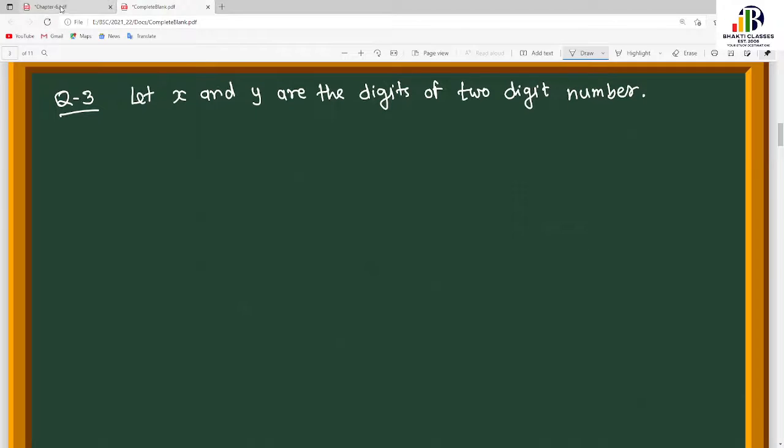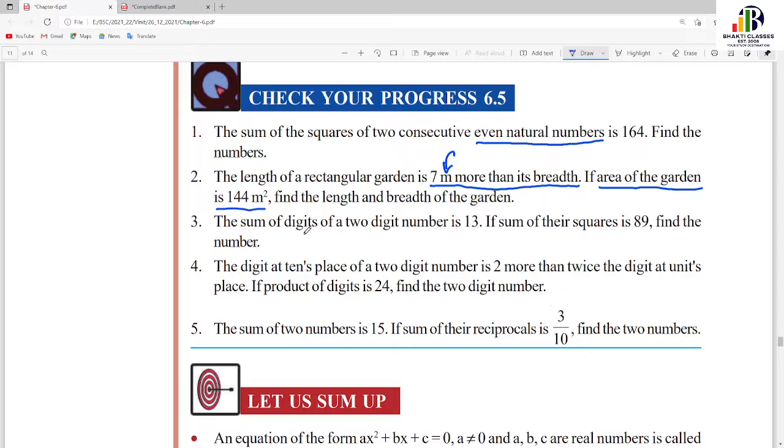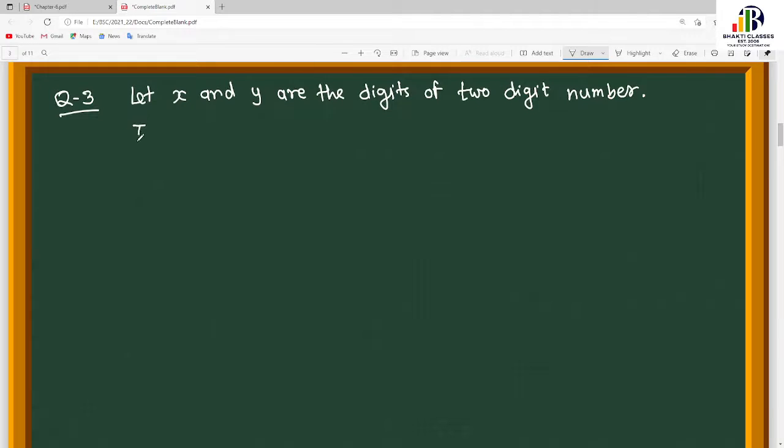Okay, as per the information given, the sum of the digits is 13. So x plus y is equal to 13, just directly given. So we can write y is equal to 13 minus x. This is equation number 1.